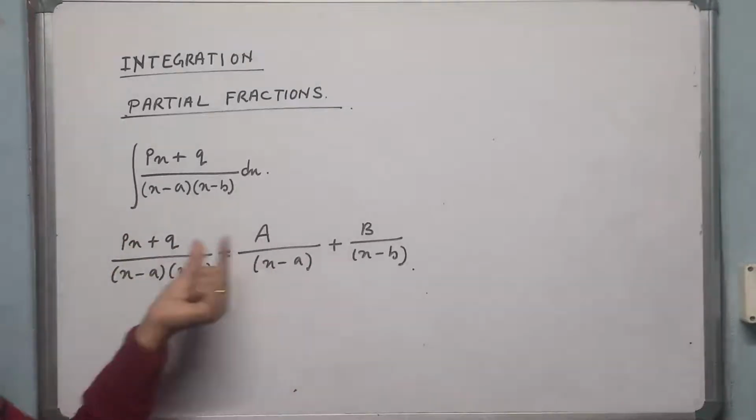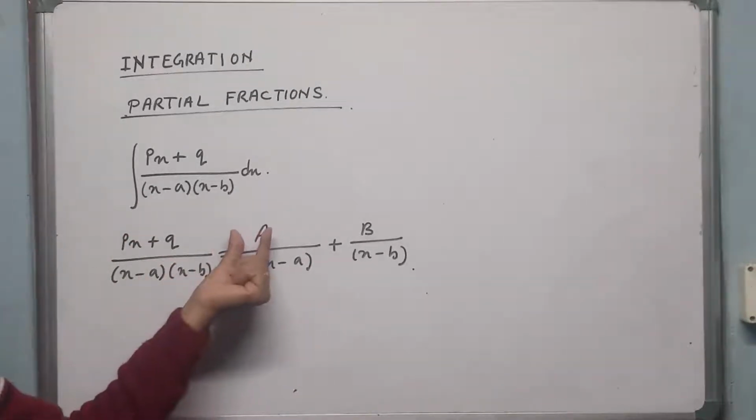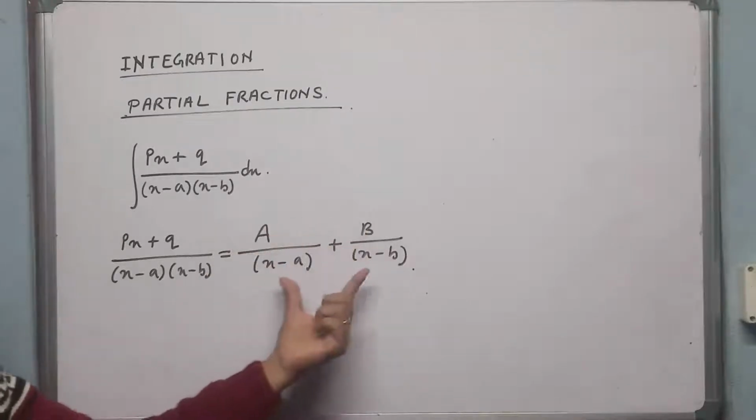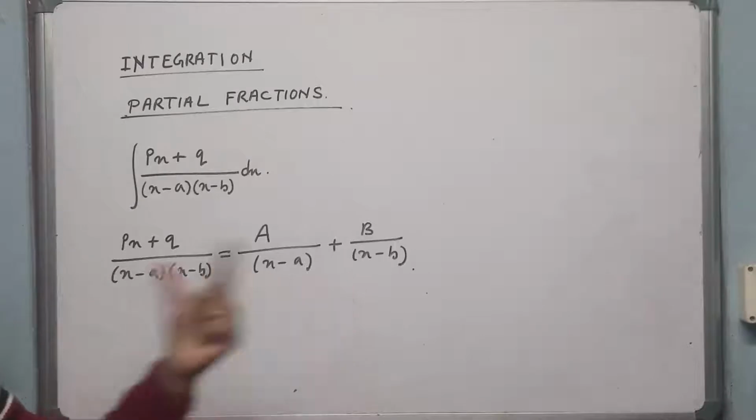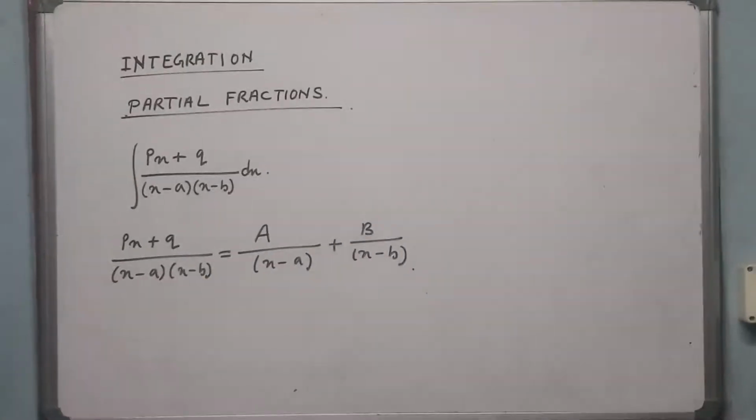After that, with the help of calculation, you have to calculate the values of A and B, and then integrate these partial fractions. This is the first form of partial fractions.